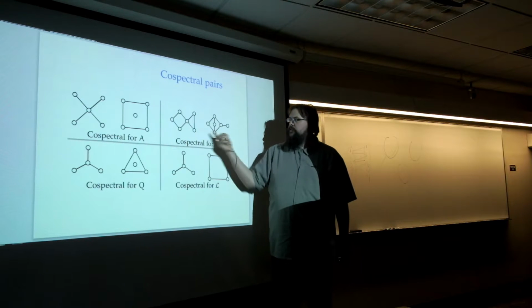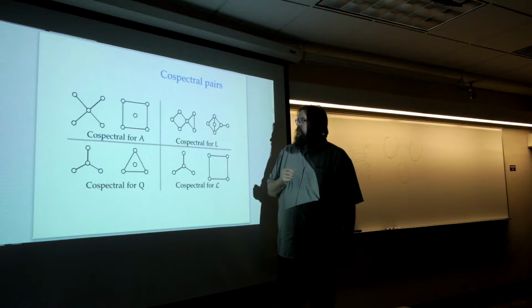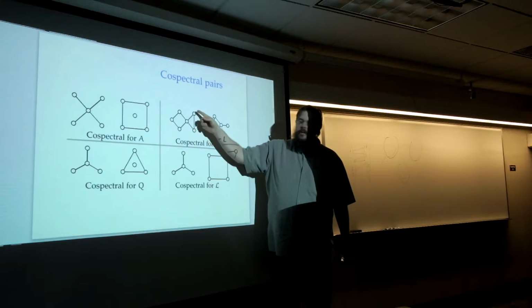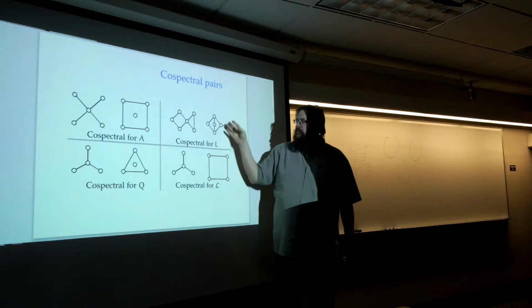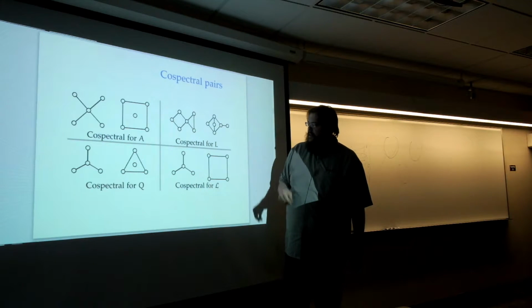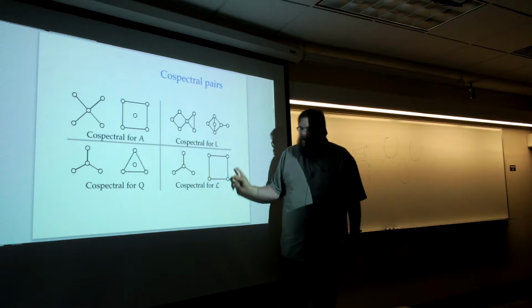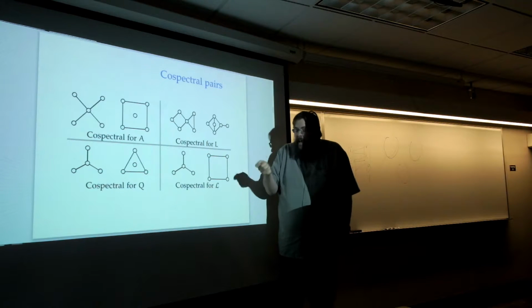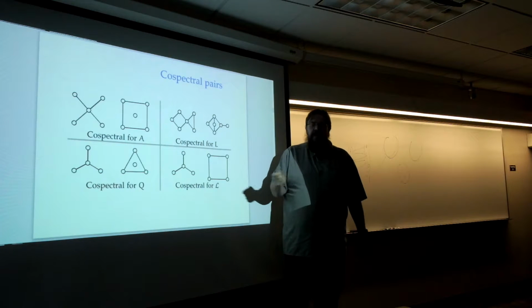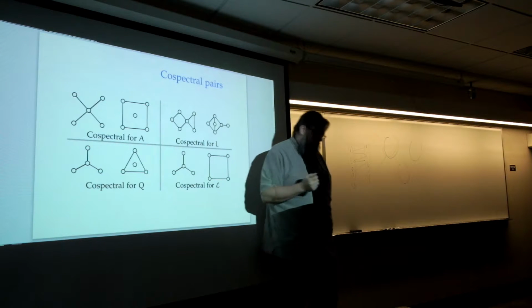So in other words, these two graphs are cospectral for the Laplacian matrix. This one has a triangle, and if you have a triangle, there's no way you can be bipartite. This one you can split into two parts, so it is bipartite. So here is an example of what I mentioned earlier, where I can have two graphs which are cospectral but have different numbers of edges.